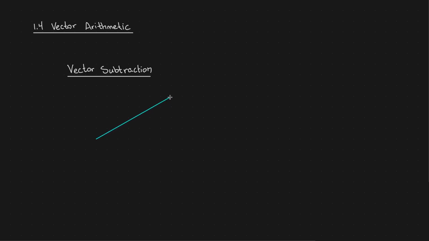So let's say we have vector v here, and let's say vector u here. And let's call this vector here vector w. Okay? So using what we know about the geometric intuition of vector addition, because vector v and vector u are drawn tail to tip, if I take vector v and add vector u, I will get vector w. Right?